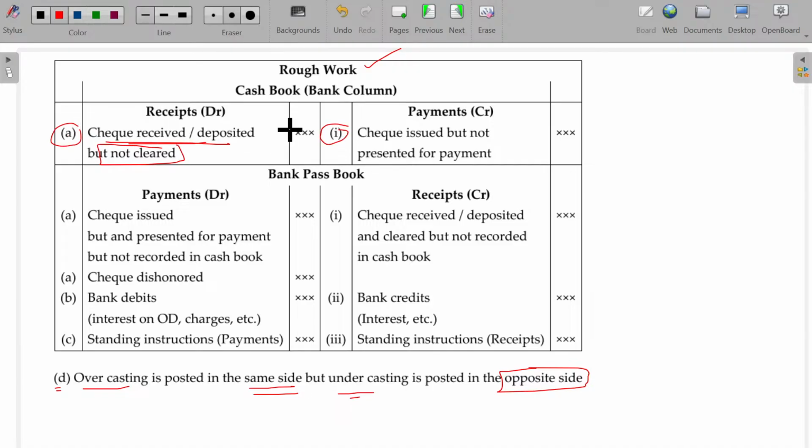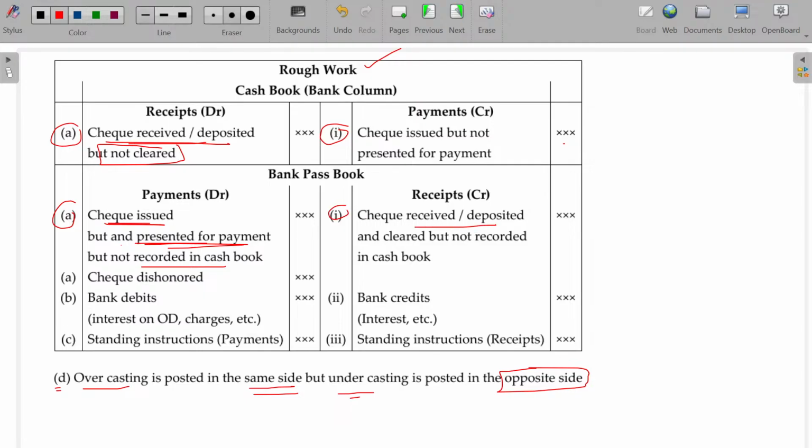Another one is a check I issued but not presented for payment. The banker has not paid. I paid, but the banker has not paid as per my requirement. So this is check related. Again, check issued but not presented for payment, and not recorded in the cash book. I issued the check for the payment, but I forgot to show that in my books, or it is not recorded properly in the cash book. I issued it, but the payment is not made by the banker.